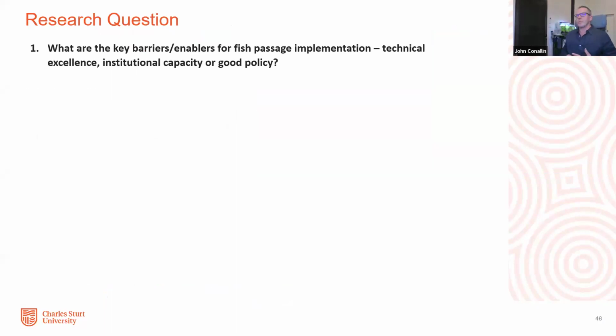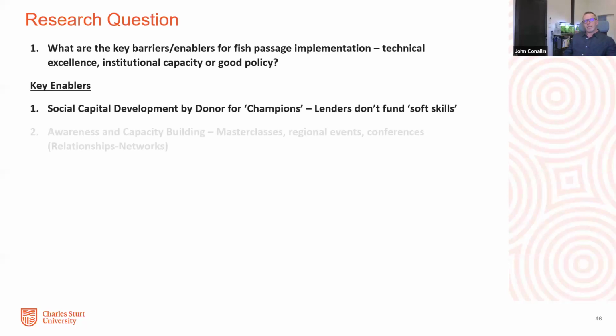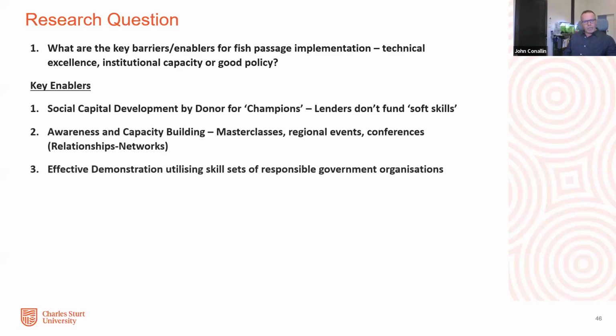So we had a number of research questions. We're researchers, so we take a research-based approach, and we were really looking at what the key barriers and enablers are for fish passage implementation, and around this institutional capacity, is it about good policy? Is it about technical excellence? Some of the key enablers that we found were networking and the ability for stakeholders to work together. That social capital development is very important from a donor's perspective. The donors are actually investing in that, whereas lenders are often investing in the concrete side of the fish passage. Awareness and capacity building of fish passage within infrastructure is really, really important.